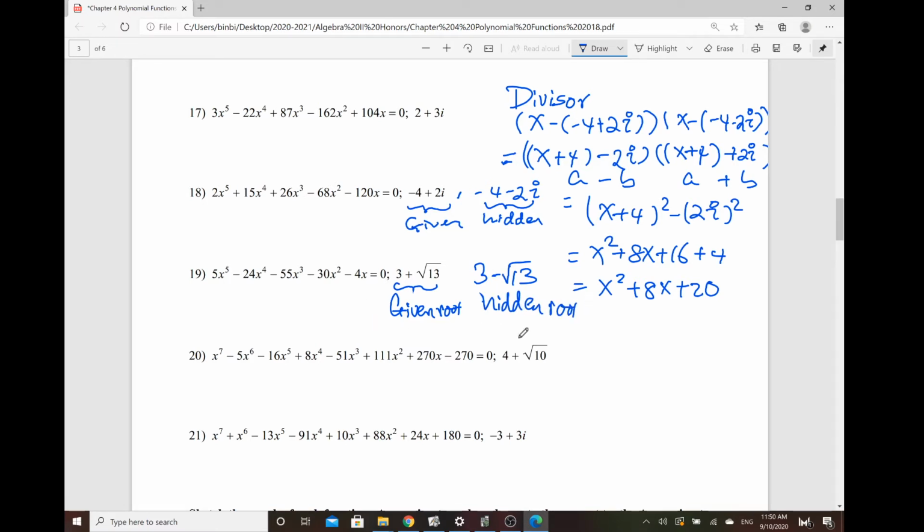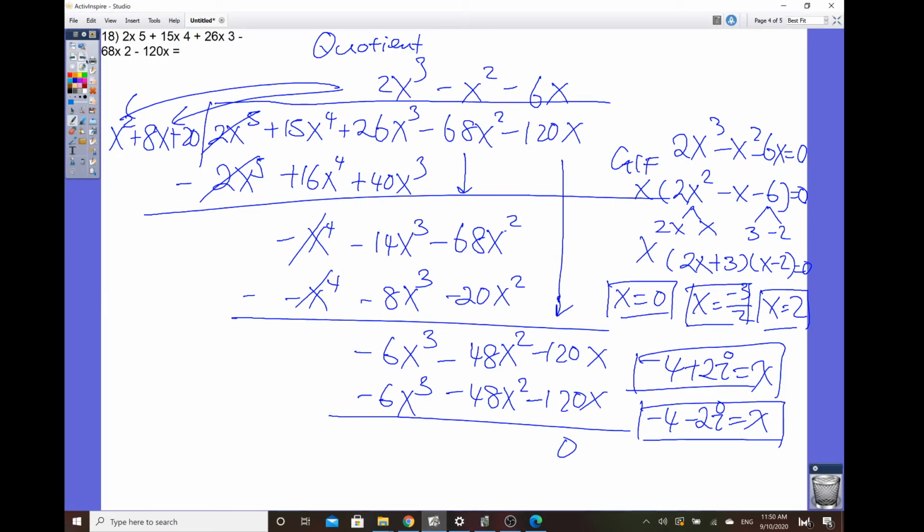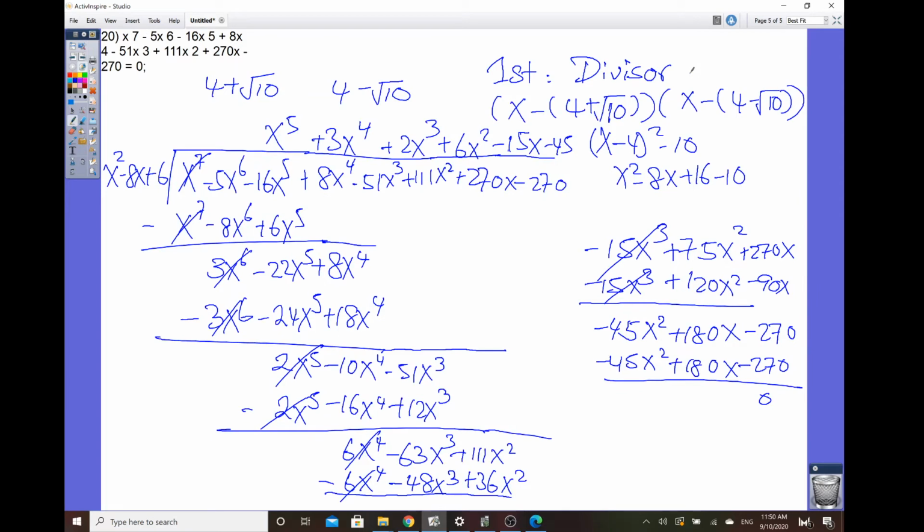So once you multiplied it out, this one sets up the divisor. So you'll get x minus the quantity of 3 plus root 13 multiplied by x minus the quantity of 3 minus root 13. And this one should be showing on the ActivInspire, the one that I did previously. Okay, so once you multiplied it out, you end up with x minus 4 quantity squared minus 10.